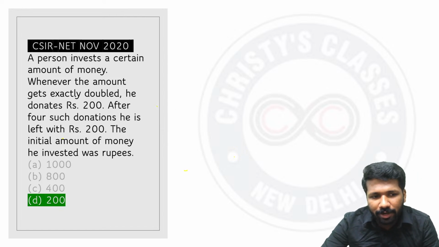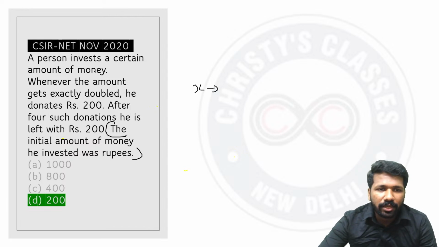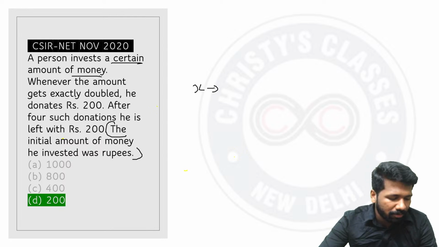Let x be the required unknown. The initial amount of money is what we don't know now, so we can assume that as x. Let x be the required unknown, the initial amount of money. The person invests x amount of money. That is the meaning of the question.